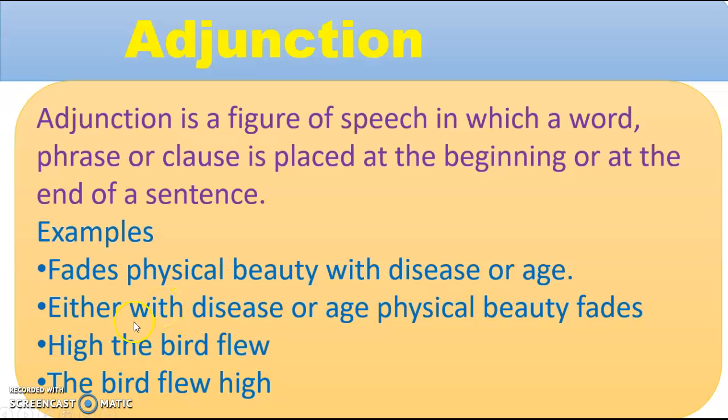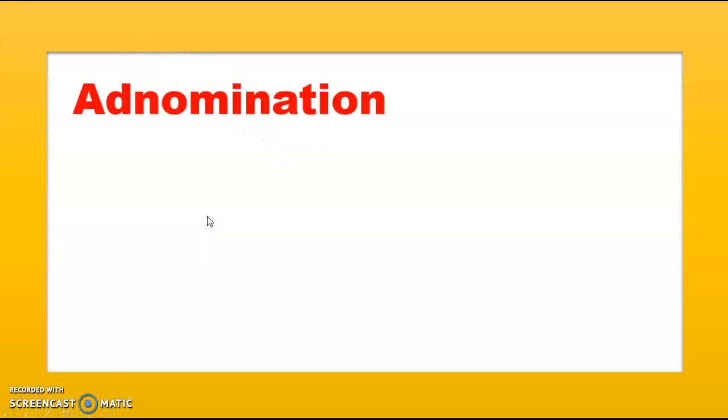so that we call it the adjunction, right? And this sort of stylistic device will give emphasis, a poetic emphasis, all right? Give it like beauty to your sentence. Here in the next example, high the bird flew. You can say it normally; in normal language, it would be the bird flew high. But if you put high in the beginning, this will give you a sort of poetry kind of thing, all right?